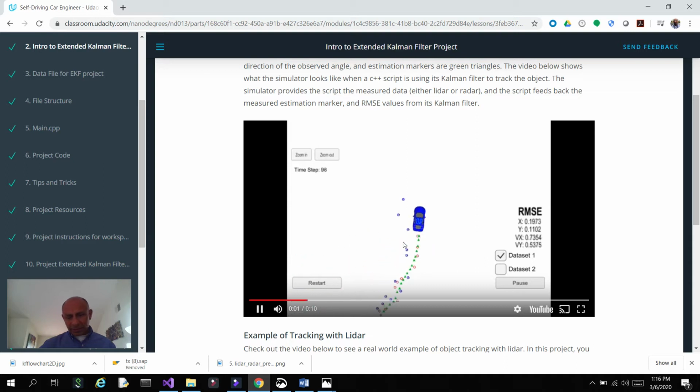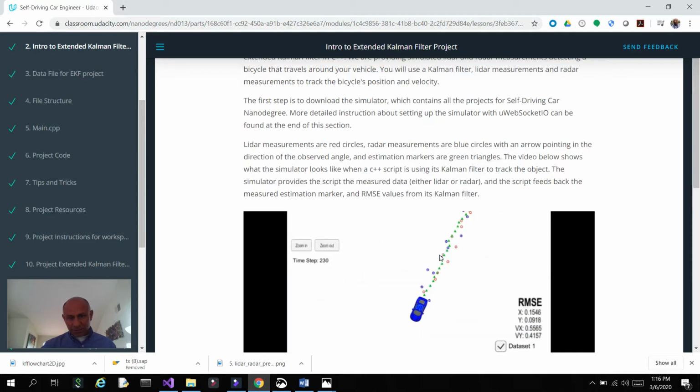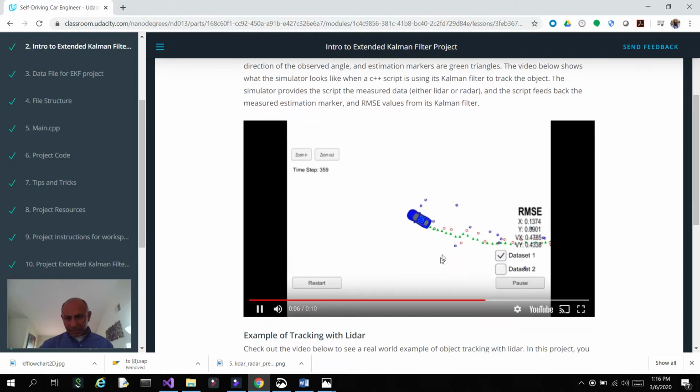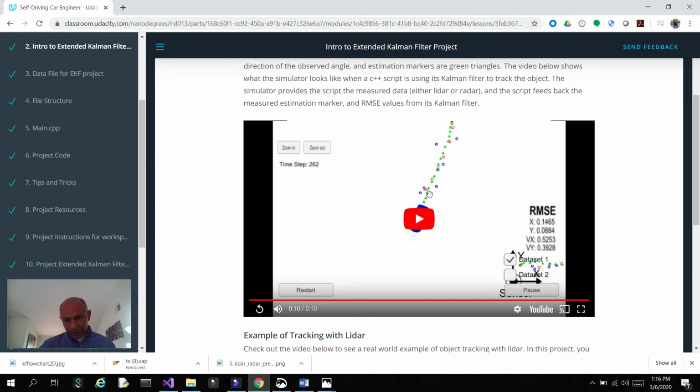This is my self-driving car. There are Lidar and radar measurements. So Lidar measurements are the red circles, radar measurements are the blue circles, and then the green were our estimations. And then you see the root mean squared is within the range. So basically it's able to estimate based on Lidar and radar measurements to come up with accurate estimate. And so this essentially is also an exercise in sensor fusion, because you have Lidar, you have radar.